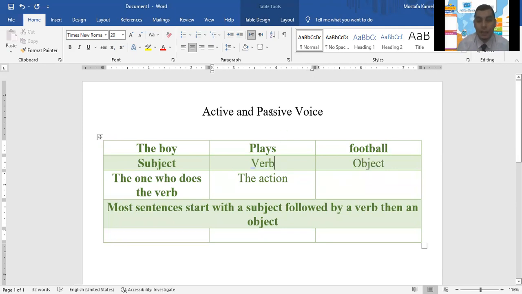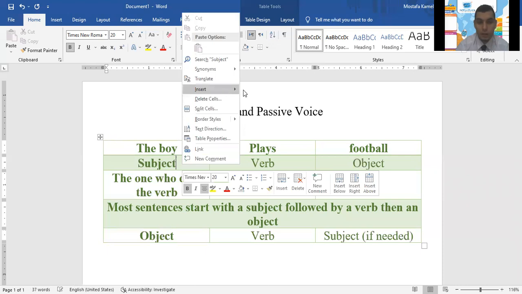Now the passive is the opposite of the active. So the passive sentence shall start with the what? The object. Football. Very good. Followed by the verb, followed by the subject at the end. Subject, if needed, of course, because sometimes we don't need it.